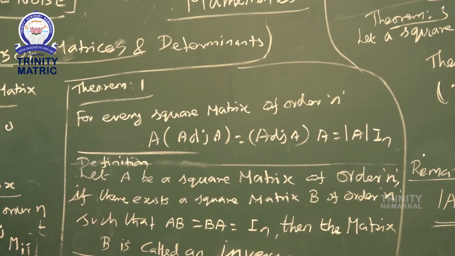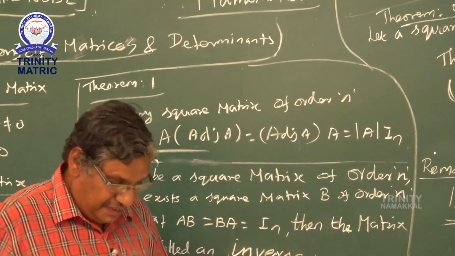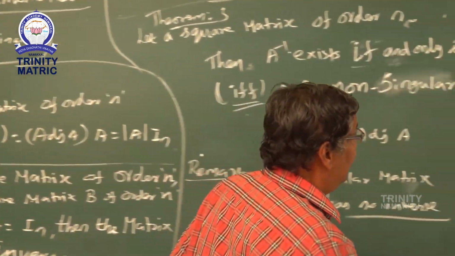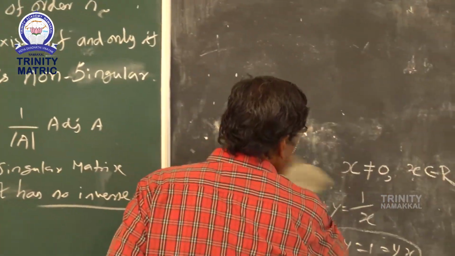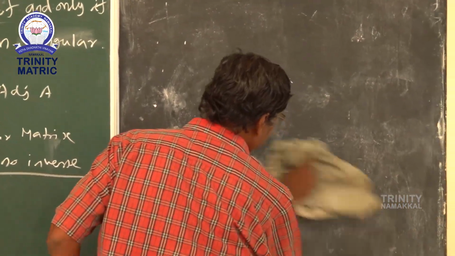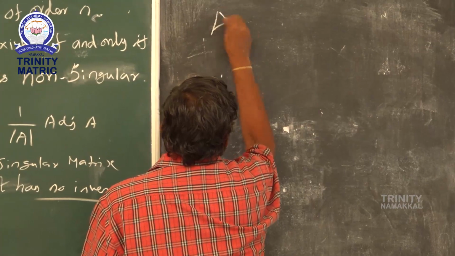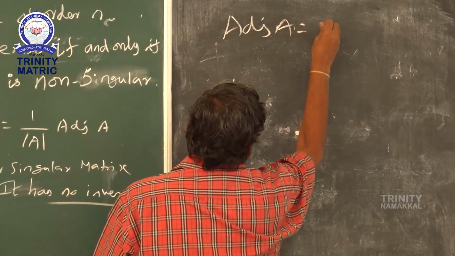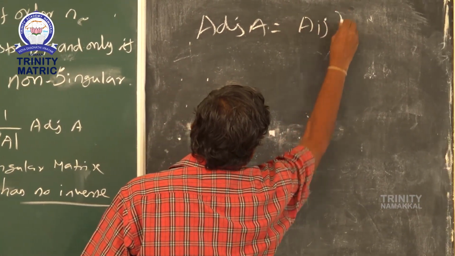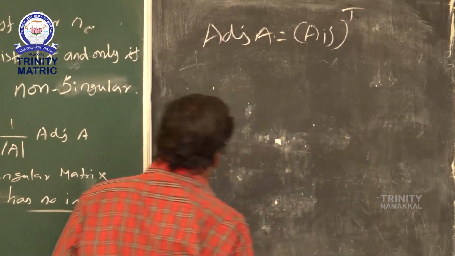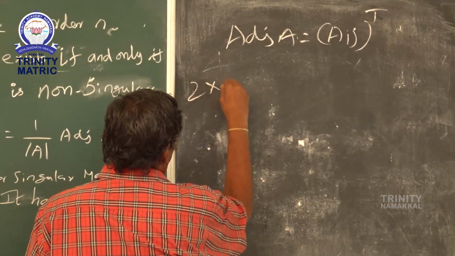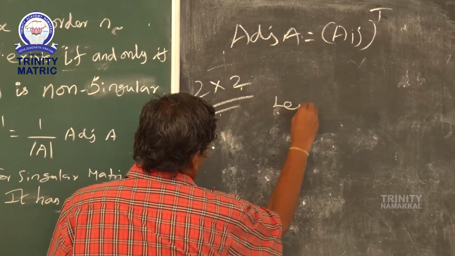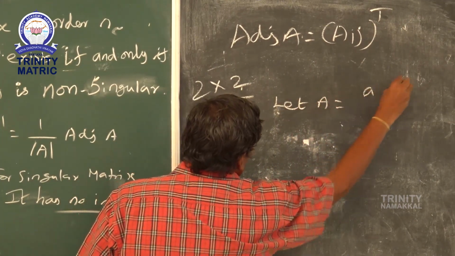How will we find adjoint A? Recall that adjoint A is nothing but the cofactors transpose. For example, now I am taking a 2 by 2 matrix. Consider a 2 by 2 matrix. Let A be equal to [a, b; c, d].